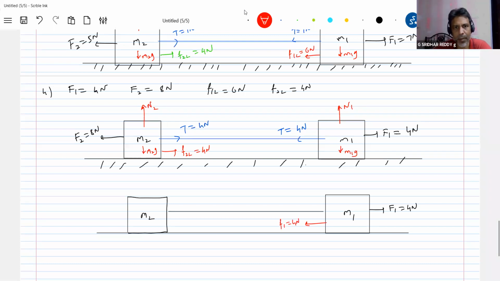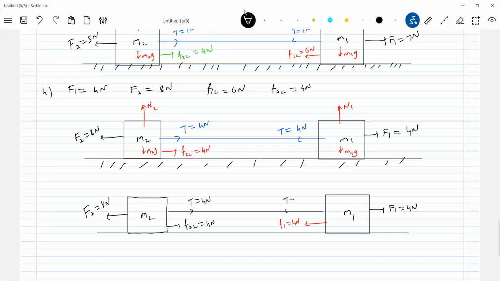Then how much did we apply here? The force applied here is 8 Newton. So is it possible? And what is the limiting friction here? 4 Newton. So the remaining 4 Newton will come here. So is it justified doing like this? I think this will be totally wrong. Always you have to start with the larger force, on the block where the larger force is acting. From there you have to analyze things. So this will be wrong.